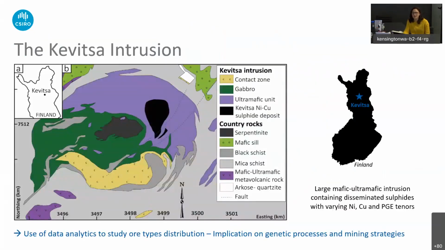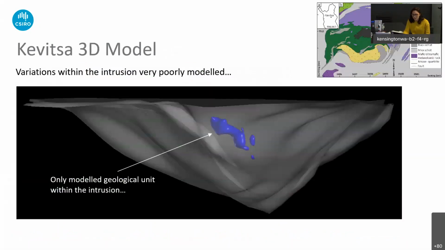So the Kevitsa Intrusion is a large mafic, ultramafic layered intrusion in northern Finland, and it contains low-grade disseminated sulfides, about a 230 million tons resource, and it's got cryptic igneous layering within it, which is quite hard to recognize using just geochemistry. So this is what the actual 3D model of the Kevitsa looked like.